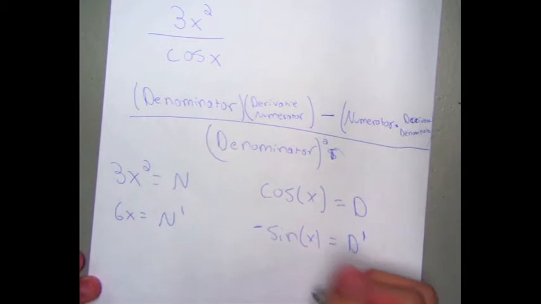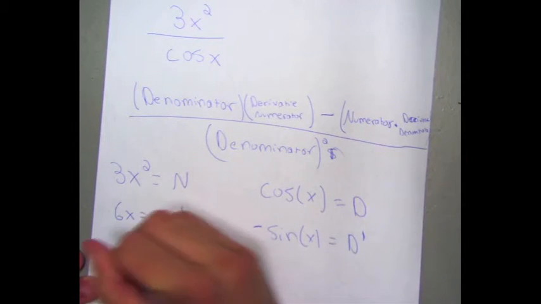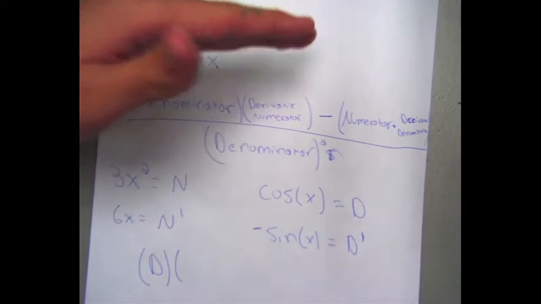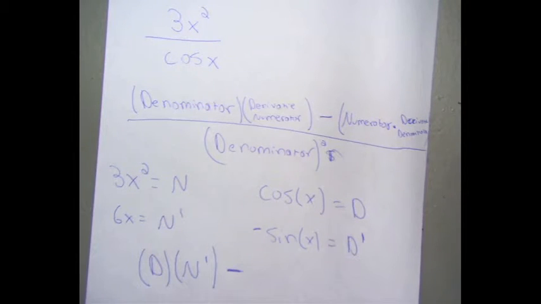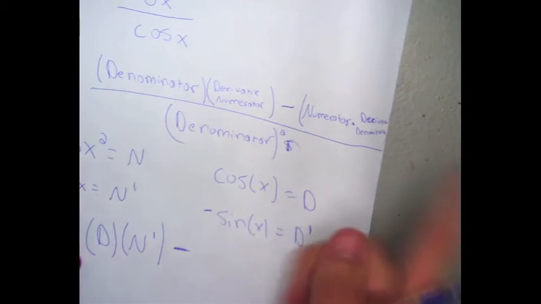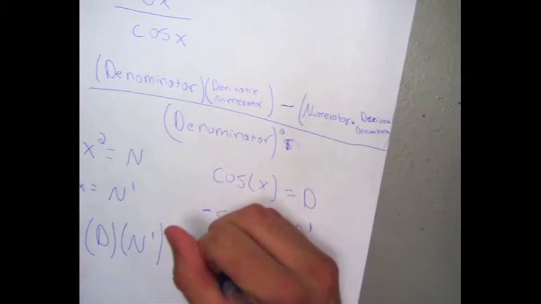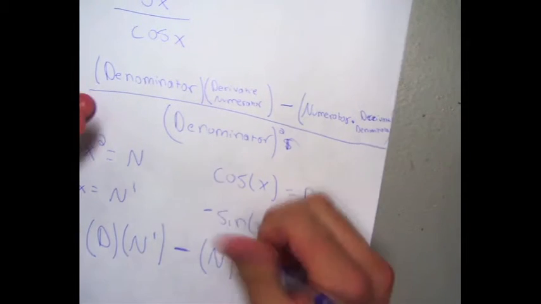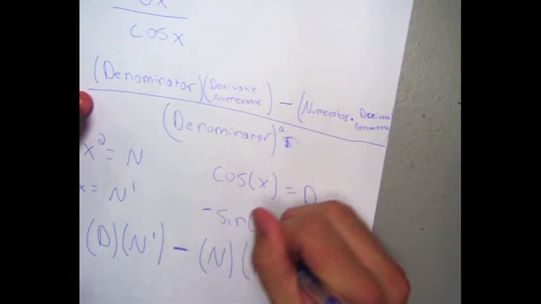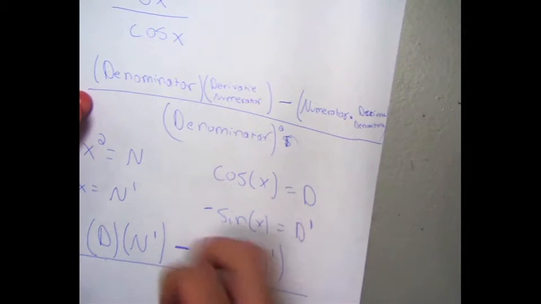So the denominator is going to be d. We're going to multiply that times the derivative of the numerator, which is n prime. We're going to subtract, keyword, subtract the numerator, which is n, times the derivative of the denominator, which is d prime. And don't forget, we're putting all that over d squared.